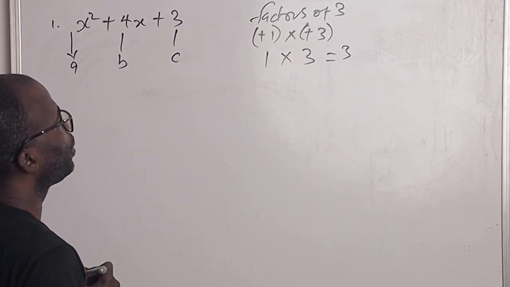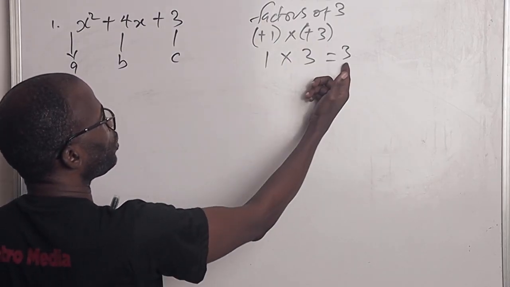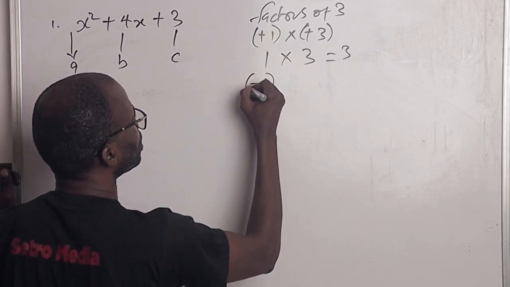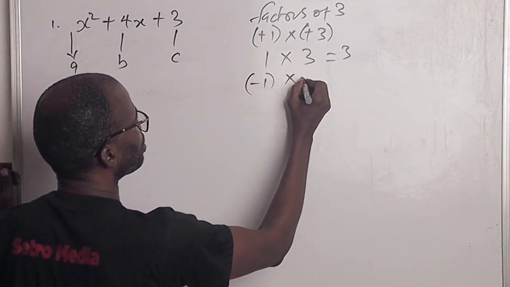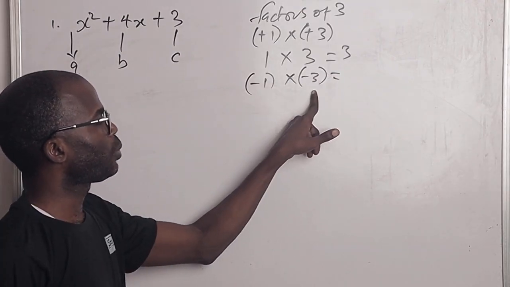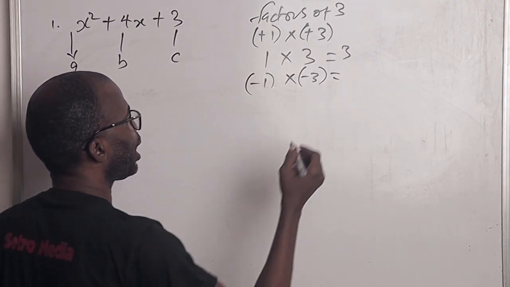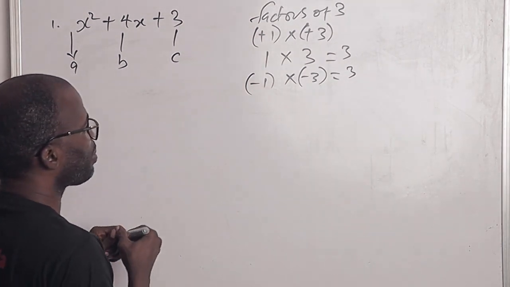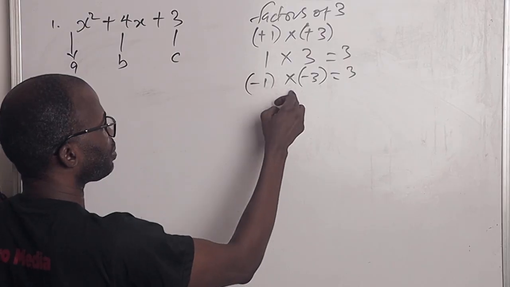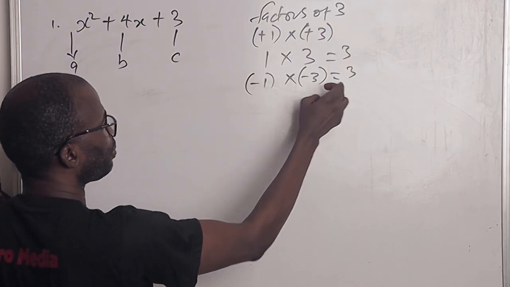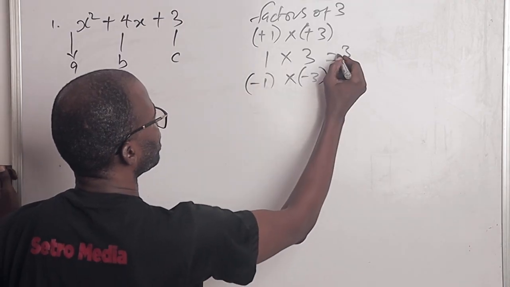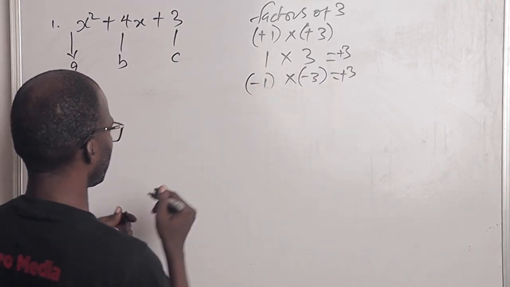Okay. Now, another option that will give you 3 is where you have minus 1 times minus 3. Minus 1 times minus 3 will still give you what? 3. Why? When you are multiplying negative values, negative multiplied by negative will give you positive. So that's why it's plus 3. Positive times positive, that's plus 3. That's why this is plus 3.